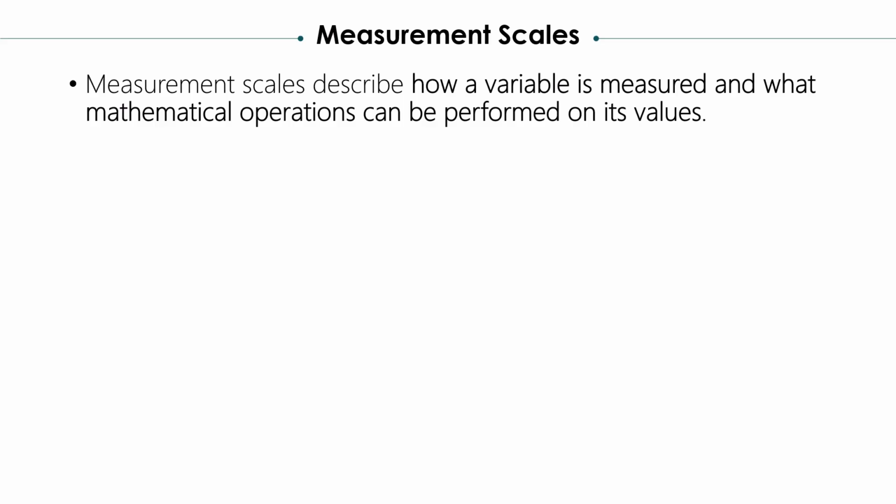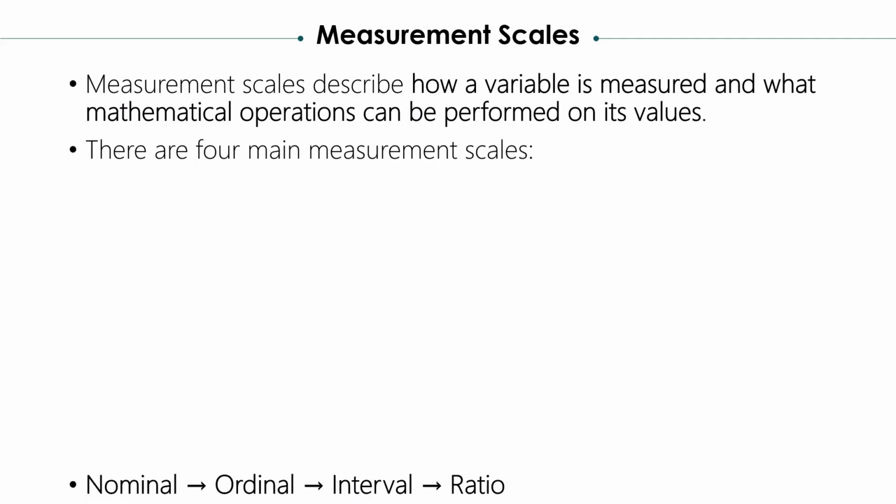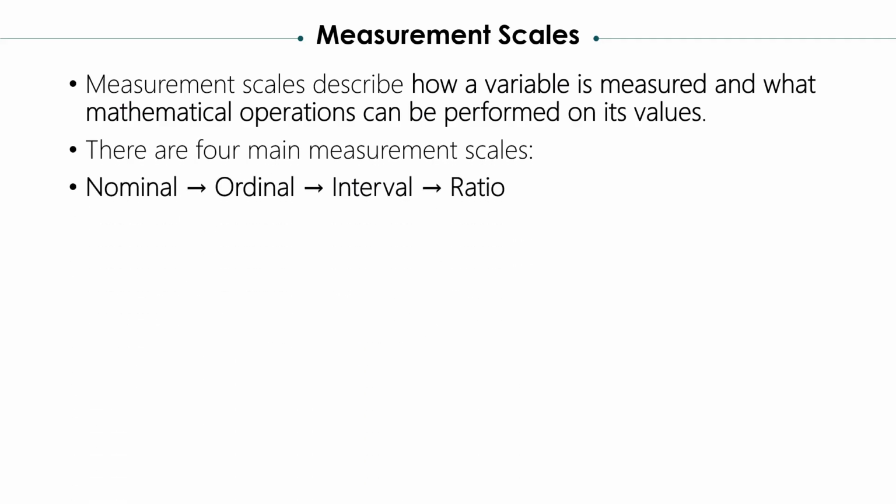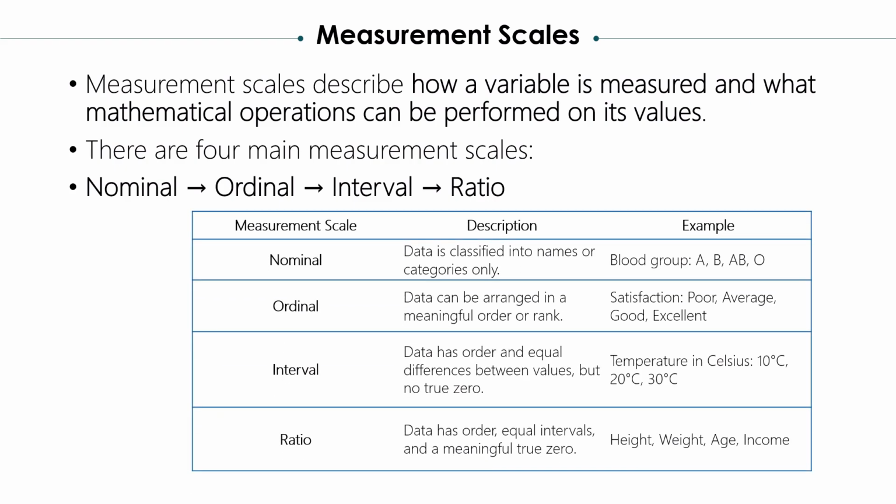We have four categories of measurement scale: nominal, ordinal, interval, and ratio. So here I am making a summary. The first one is nominal. It is used to put data into names or categories only. For example, we can categorize blood groups as A, B, AB, O, like that.